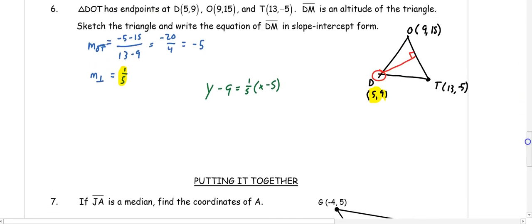Now this time it wants us to write it in slope-intercept form. So I'm going to go 2 more steps. I'm going to distribute that 1/5. Y minus 9 equals 1/5 x minus 1. And then I'm going to add 9 to both sides. Y equals 1/5 x plus 8.